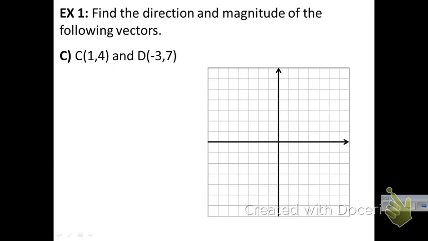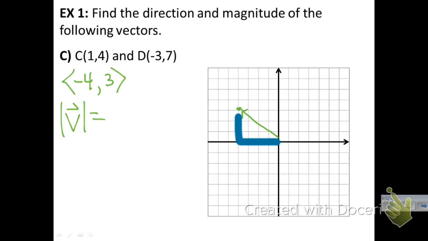So example 1, we're still following the idea that we want to find the component form. So negative 3 minus 1 is negative 4, and 7 minus 4 is 3. So we're back 4 and up 3. And there's our vector. And then after that you want to draw your triangle to help us find the length of that, or the distance, or the magnitude of our vectors. And this is a 4 and this is a 3, and hopefully you recognize that that's a 3, 4, 5. So the distance of our vector, or the length or the magnitude, is 5.